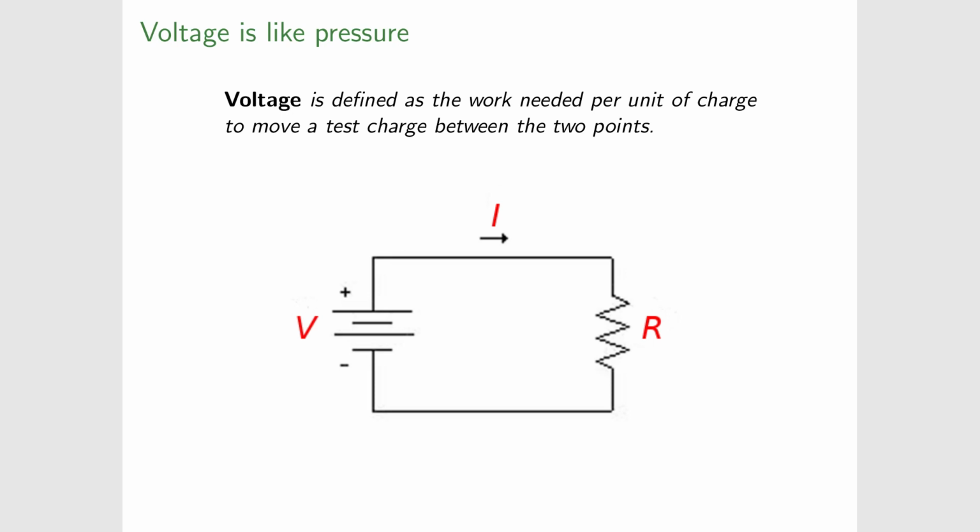I is the current that's flowing around that circuit, and R is the resistor. It's hard for the current to get through the resistor, but the point is the bigger the voltage, the more current flows through the resistor. Just like the higher the water, in the case of the bucket, the more water flows out of the leak.